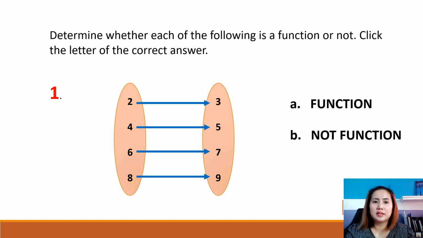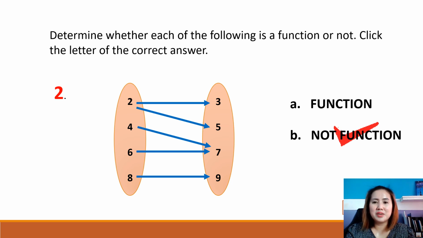Now, what about this one? Determine whether each of the following is a function or not. Click the letter of the correct answer. So, what do you think is the diagram? Is it a function or not function? So, if you answer that it is a function, you are correct. Next, what about this one? You have 2 to 3, 2 to 5, 4 to 7, 6 to 7, and 8 to 9. So what do you think this diagram represents? Is it a function or not function? If your answer is not function, you are correct.